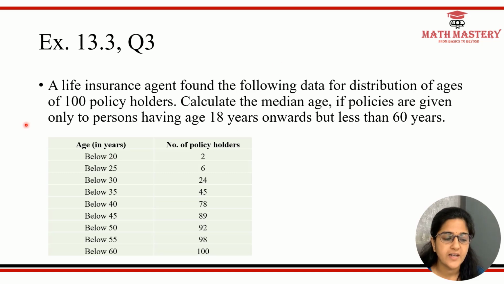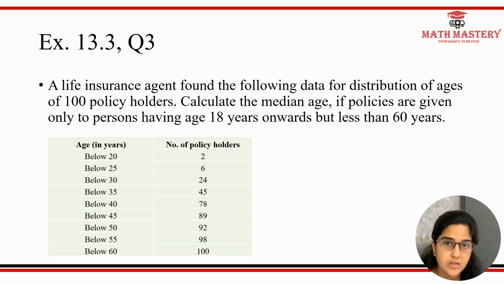I'll start with question number 3. A life insurance agent found the following data for the distribution of ages of 100 policy holders. Calculate the median age if policies are given only to persons having age 18 years onwards but less than 60 years. We are given the data of age: below 20, below 25, below 30 and so on. So this is a less than cumulative frequency distribution, and we have to find the median.